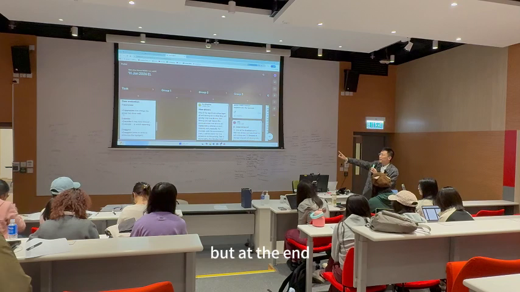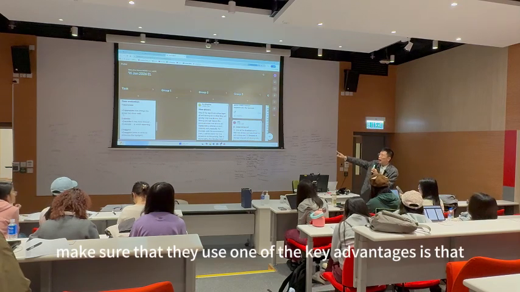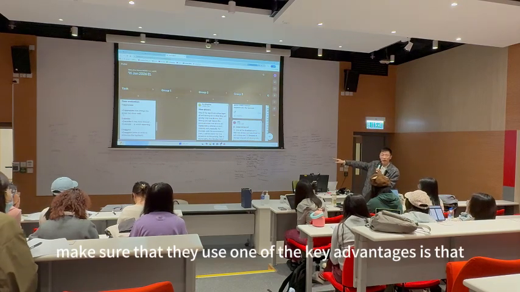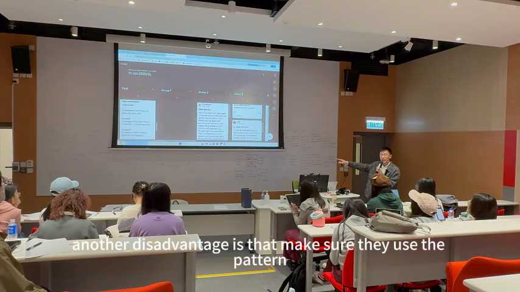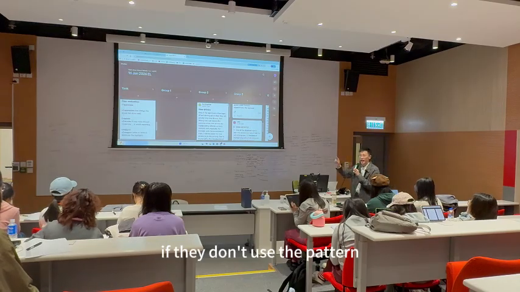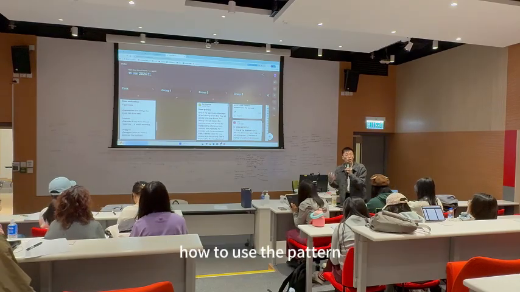But at the end, make sure that they use one of the key advantages is that, or another disadvantage is that. Make sure they use the pattern. If they don't use the pattern, then you have to give them some suggestions how to use the pattern.